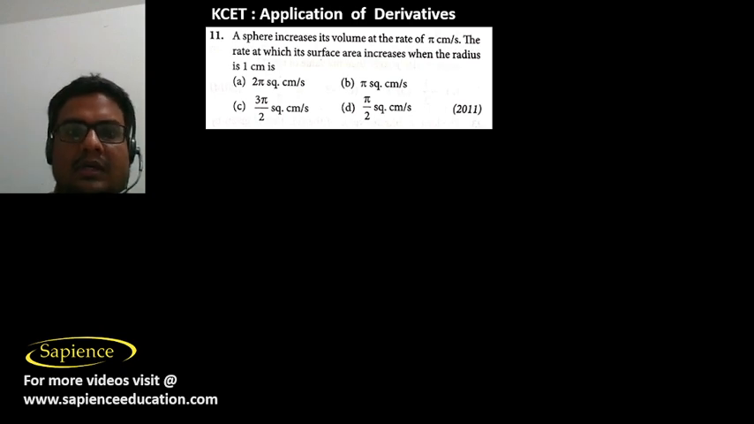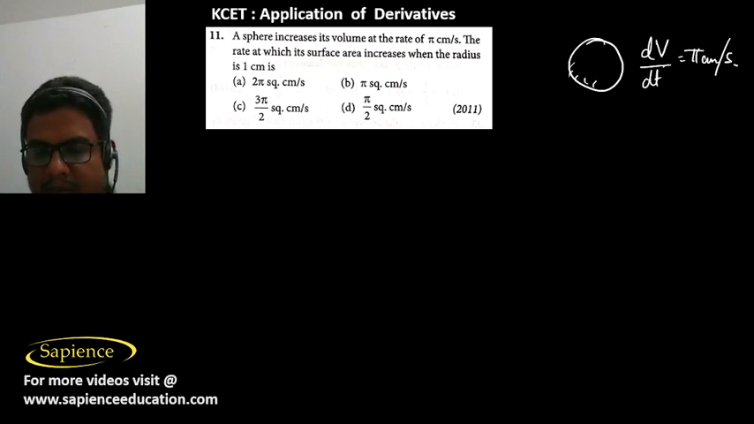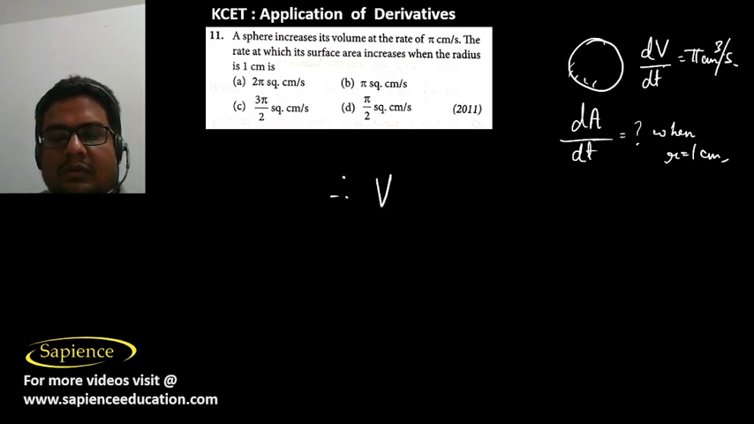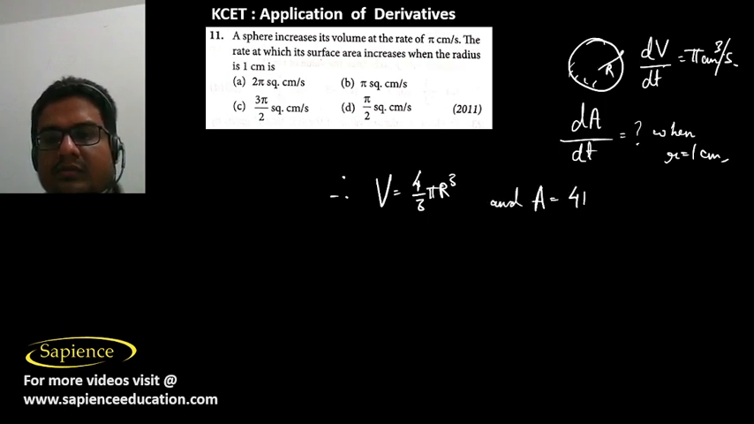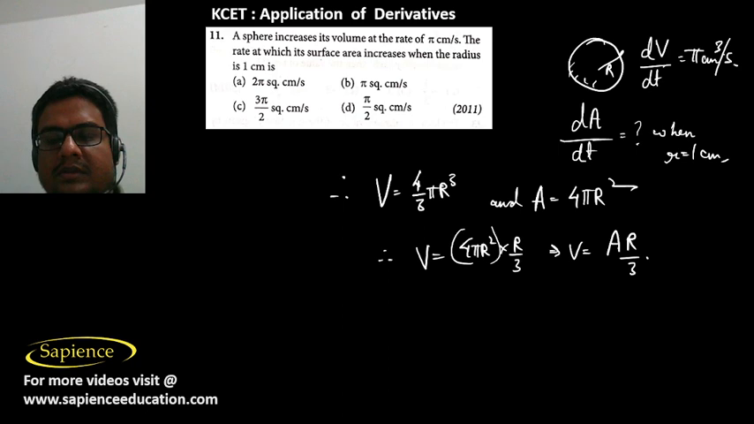Then question number 11. A sphere increases its volume at 5 centimeter cube per second. The rate at which its surface area increases is asked. Therefore the volume is equal to 4 by 3 pi r cube. The surface area is 4 pi r square.